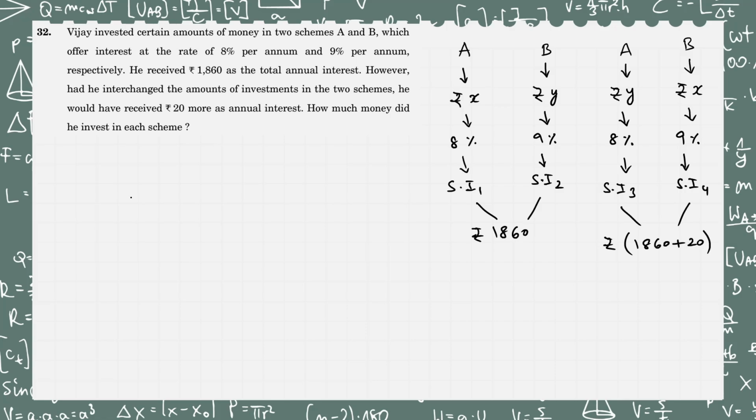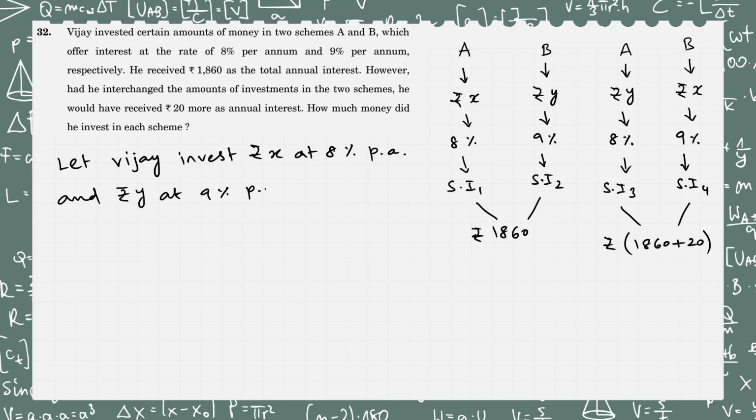So let us get the equations ready for us. Always we have to put the disclaimers, right? So let Vijay invest rupee X at 8% per annum and rupee Y at 9% per annum.